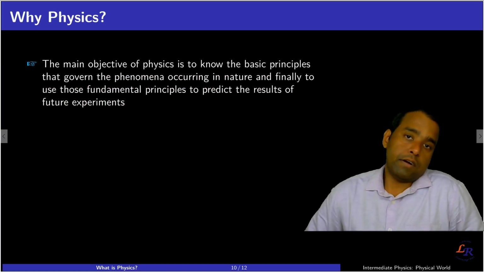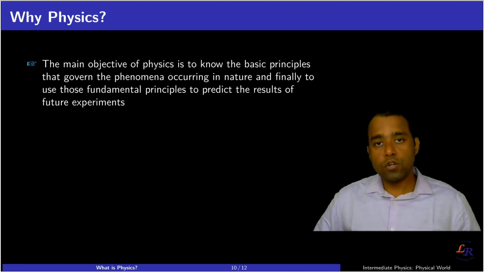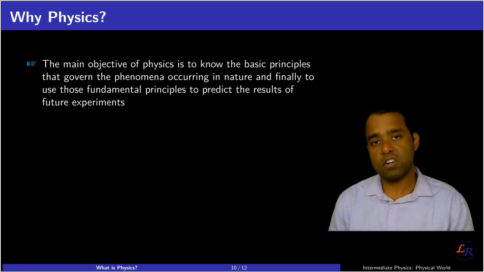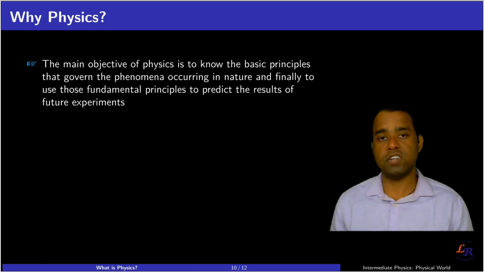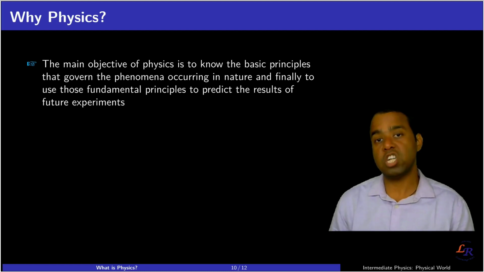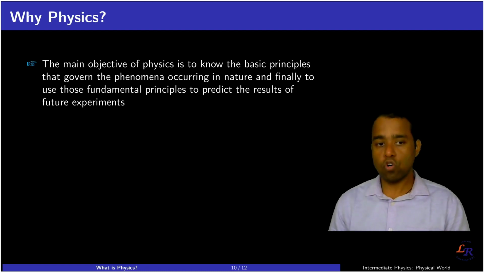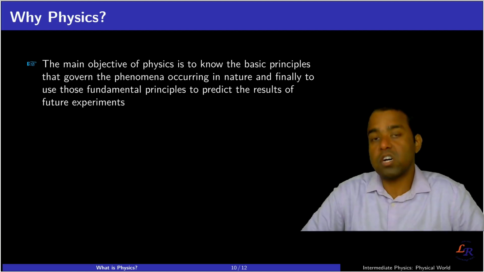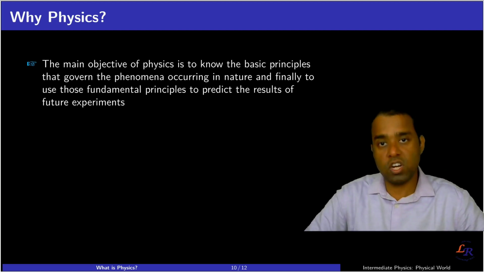So the next question comes now. I think I have made it clear what physics is. Then the very next question comes: why physics, right? The main objective of physics is to know the basic principles that govern the phenomena occurring in nature, and finally to use those fundamental principles to predict the results of further, future experiments.